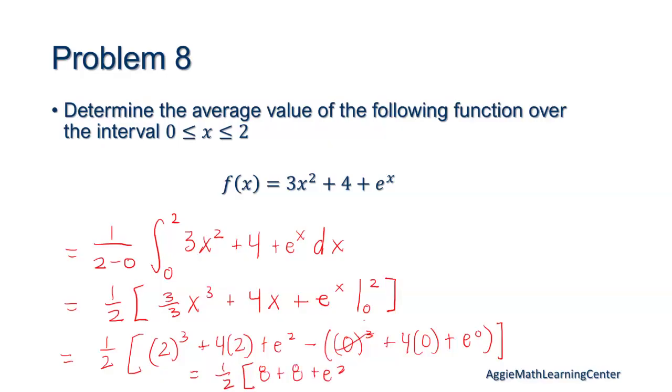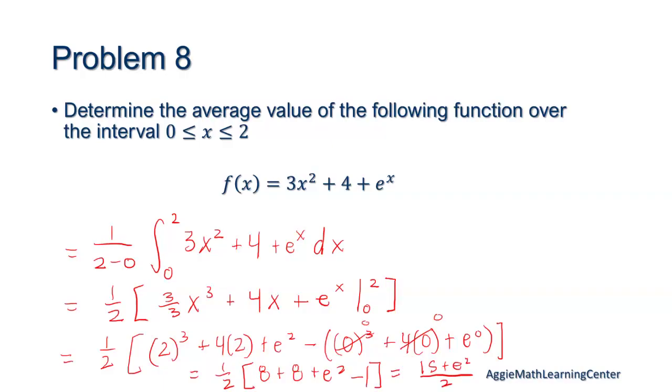So this is 0, this is 0. So that gives me minus plus e to the 0. E to the 0 is just 1. So it's subtracting 1. So as my final answer, I have 8 plus 8 is 16 minus 1 is 15 plus e squared. So that's just going to give me 15 plus e squared all over 2.